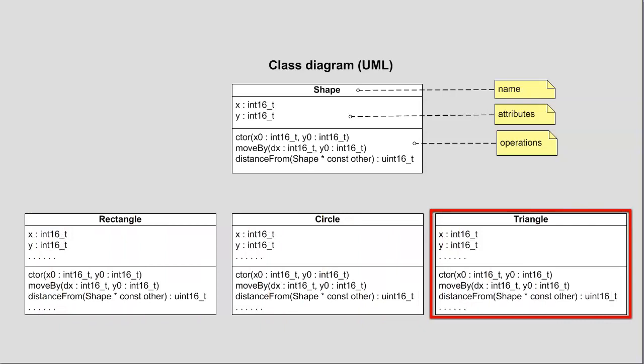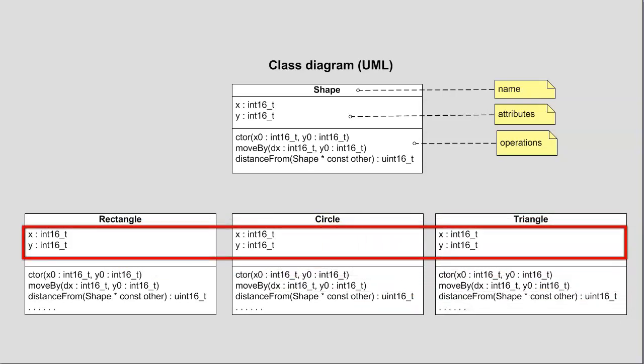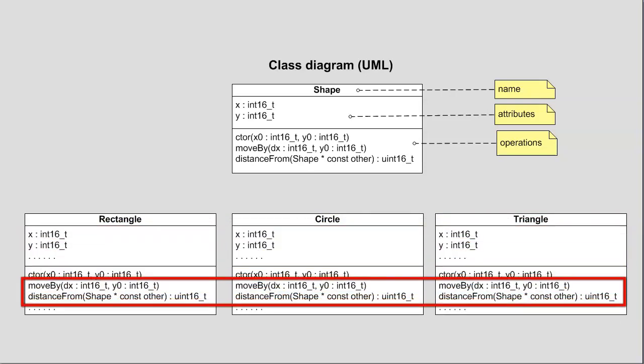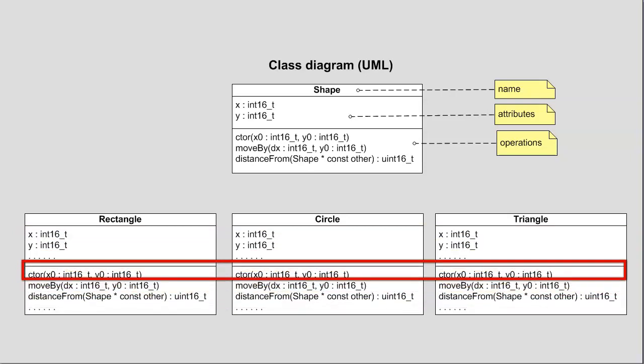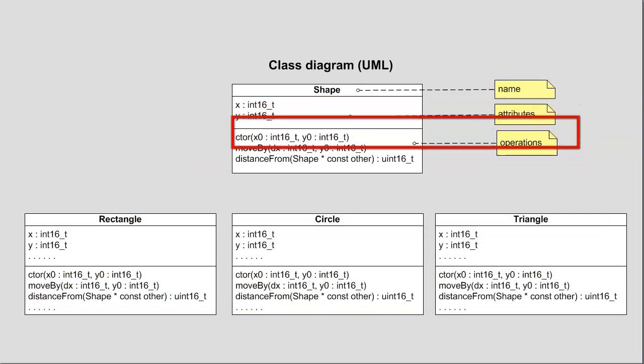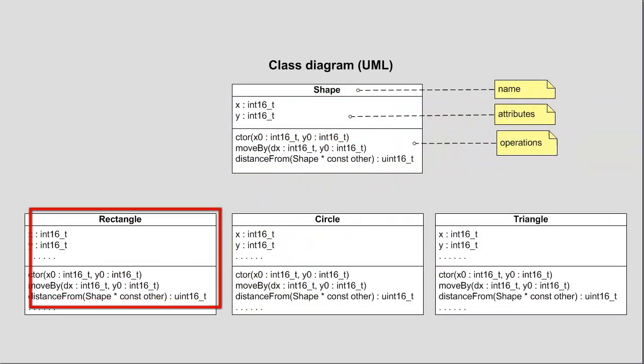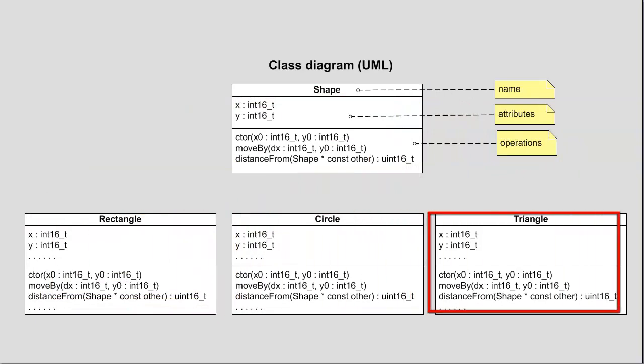But as you will do this, you will notice that all of them would contain attributes for their position on the screen and operations to move them around and to determine the distance among them, plus some other attributes and operations. But wait a minute, didn't you just implement these exact attributes and operations in your shape class? Could this be somehow reused in your rectangle, circle, and triangle classes?